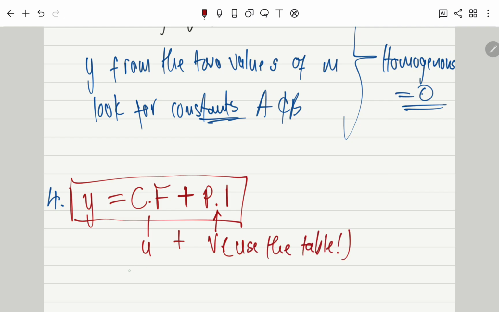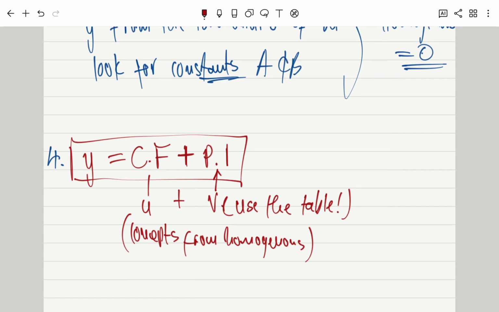Then u, you're going to use what? You're going to use concepts from homogeneous, because you're going to save for the homogeneous. In other words, you're going to create the D operator form. You make auxiliary equations, you solve them, right? It'll be equal to 0, this u. Then when you have your u, you get your v, and you'll be using a table, but it will still be some D operator form, but it is no longer equal to 0. Then you are going to find your v.